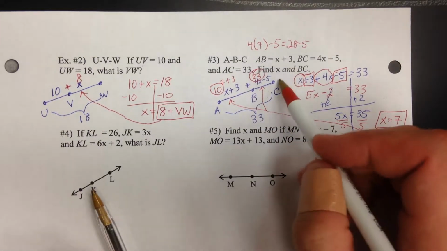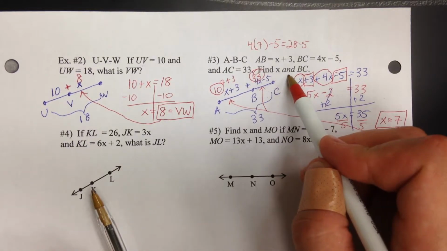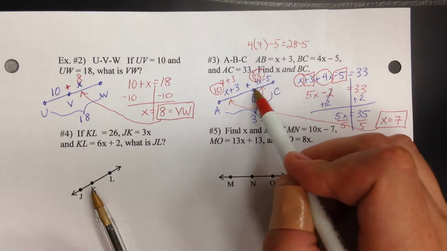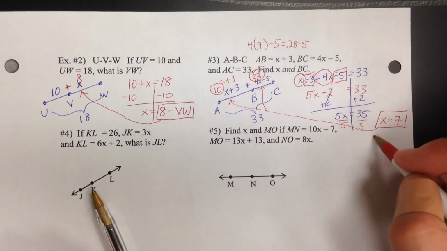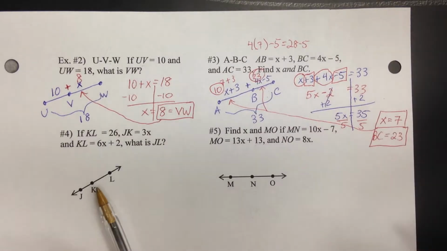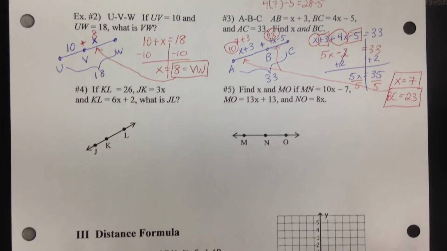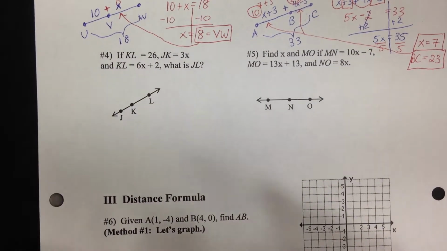Now let's make sure we answer the question though. It says find x, okay, got that, and the length of BC. So BC, this piece was 23. So I'm going to write BC equals 23. You have to make sure you answer what they want you to answer, so be real careful with that. Okay? Let's do two more. We'll do number 4.